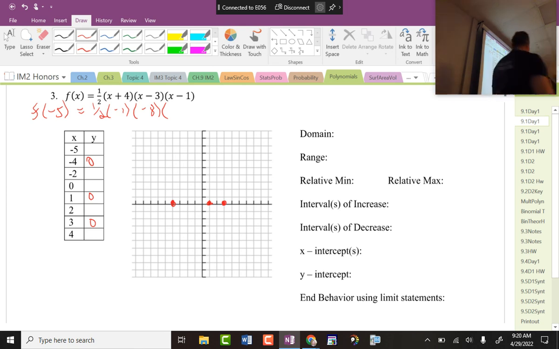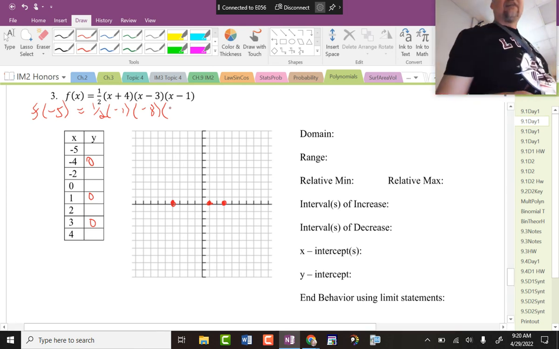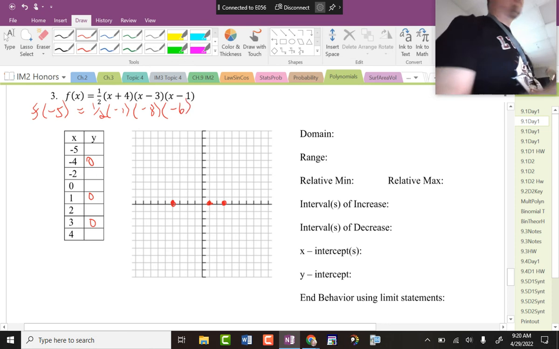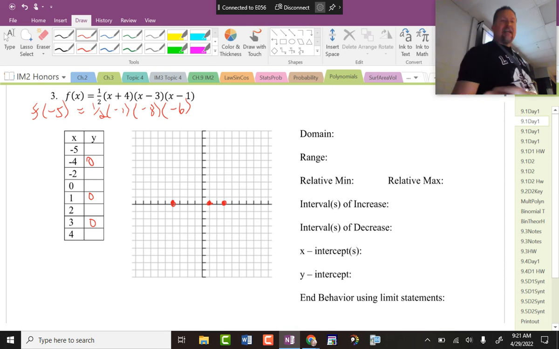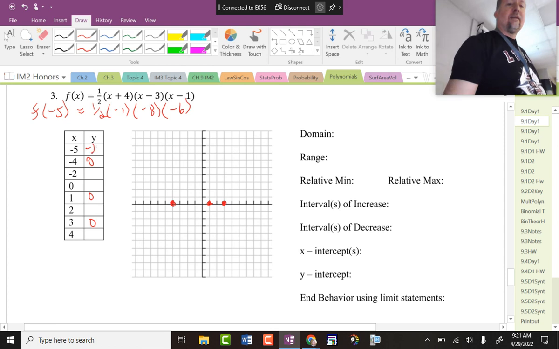All right, it's very simple. And the -5 minus 1 is -6. This is a huge number. So -8 times -6 is 48, but then times -1 is -48. Half of that's -24. How ridiculous.